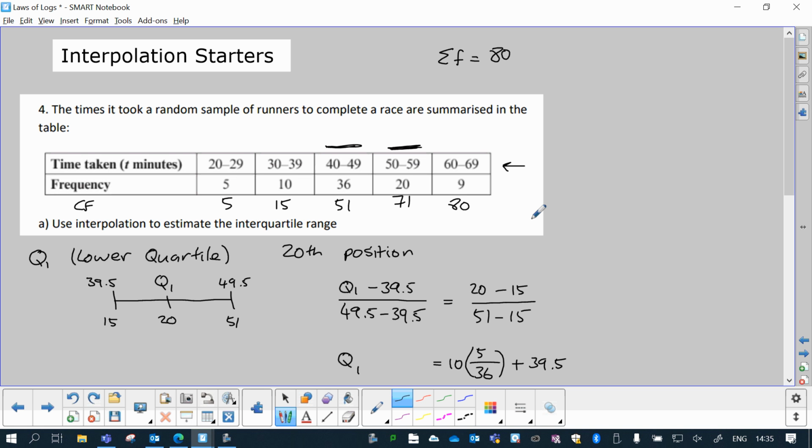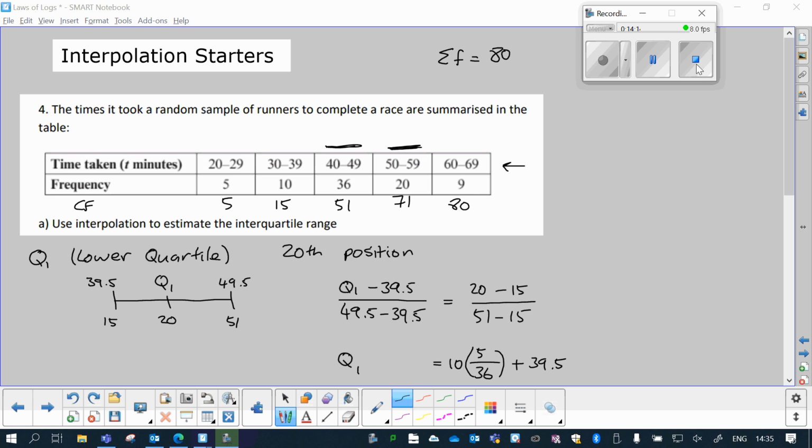Any questions about interpolation? Brilliant. Right, let's crack on then and actually do some logarithms.